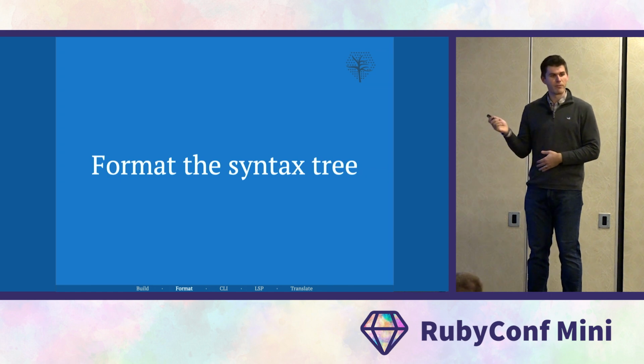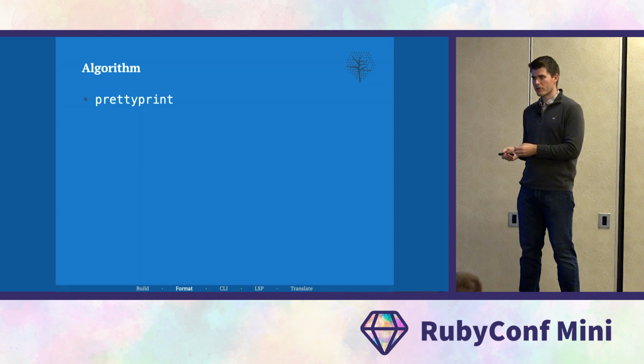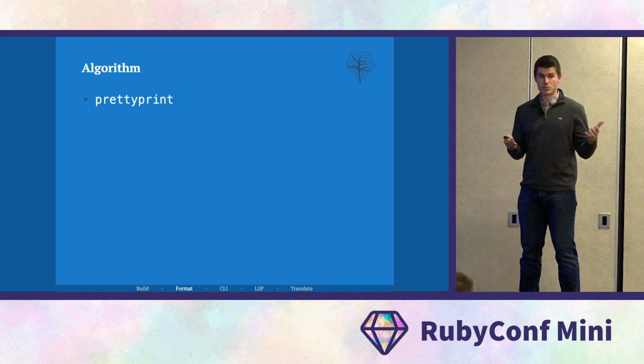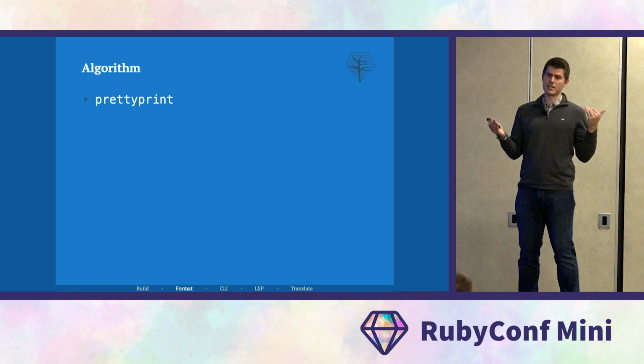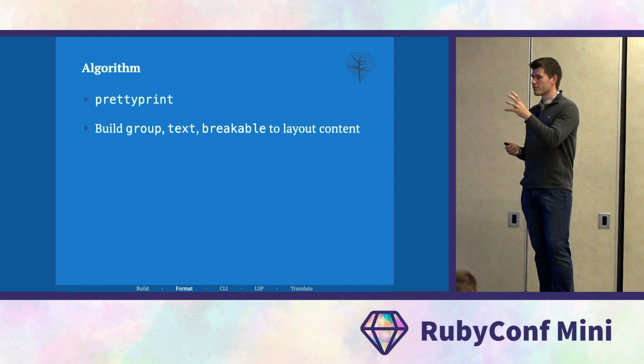We can do things like formatting. So, what is formatting? Formatting uses the pretty print algorithm. The pretty print algorithm was developed in the early 90s from a paper called A Prettier Printer by Wadler et al. It's actually written in Haskell, but it was translated into Ruby, and funny enough, it's in the standard library. There is a gem called Pretty Print that just implements this. The idea is to build up groups of nodes, text nodes, which are just plain content, and breakables, which allow it to tell where it should be broken up onto new lines.